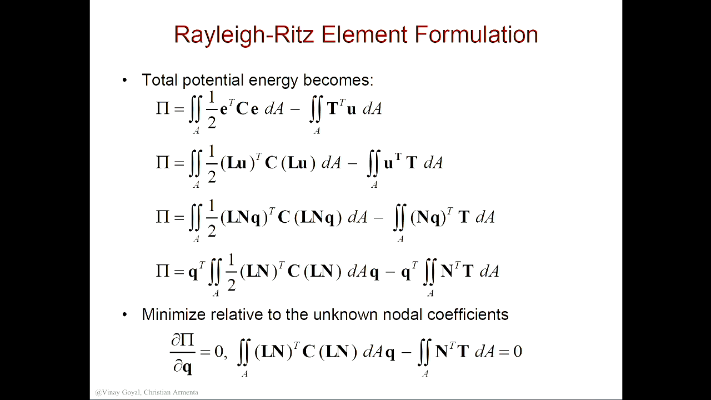U, I know that already, is N times Q. So plug that in there. Okay. And then here you go. Take the Q bold transpose out. Okay. Then the derivative of pi with respect to Q bold gives me my finite element equation, the finite element formulation for a composite plate.